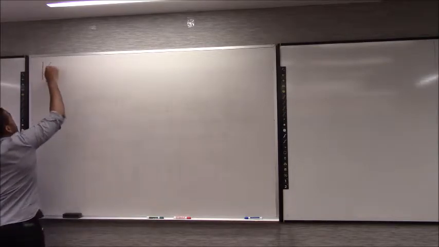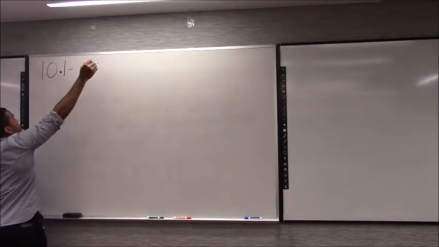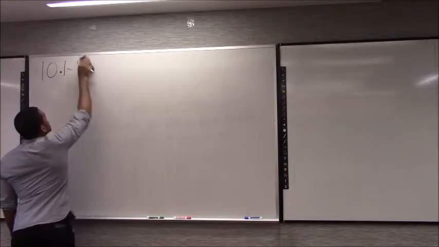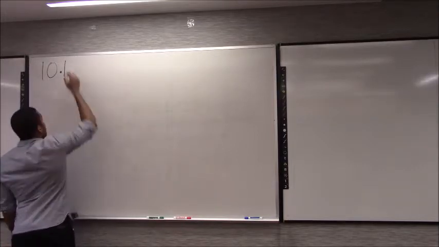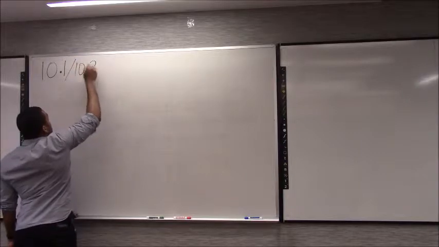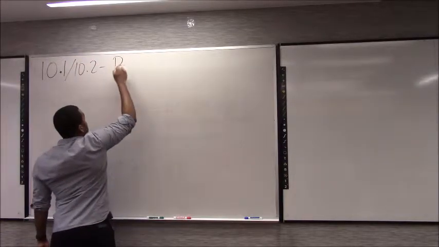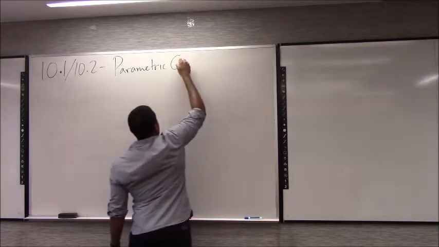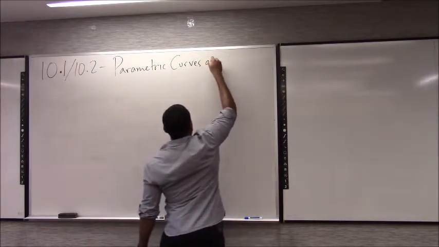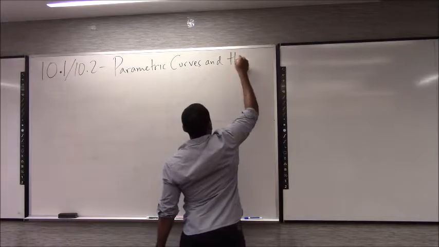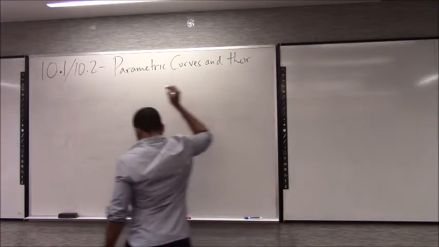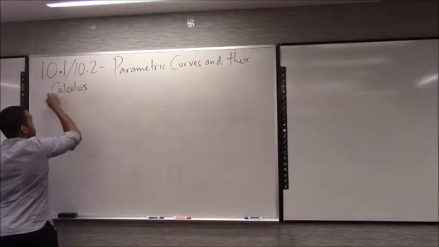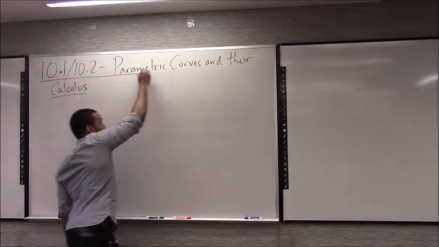So, we're moving on to chapter 10, section 10.1. We're going to talk about parametric curves, and just talk about both at the same time. Calculus, meaning how to find derivatives, integrals, limits.